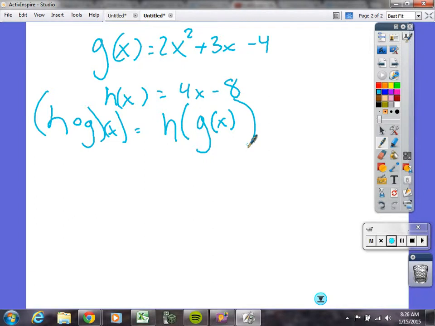H of G of X. That's how you would read that. Wait, so on that one you would put H on the outside and then G on the inside. We're not multiplying. I'm going to show you what we're going to do right now. We're going to take what we call composition.